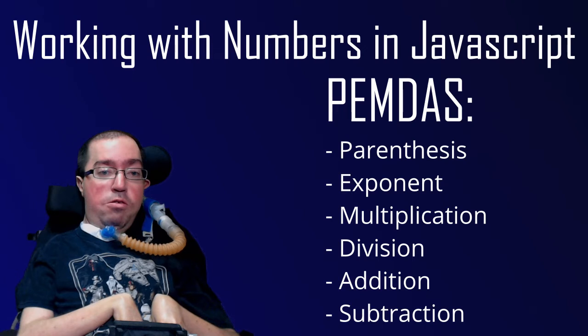This is because JavaScript uses the PEMDAS order of operations. PEMDAS is short for parentheses, exponents, multiplication, division, addition, and subtraction. This means that everything contained within the parentheses will be evaluated first, then the exponents, and so on.